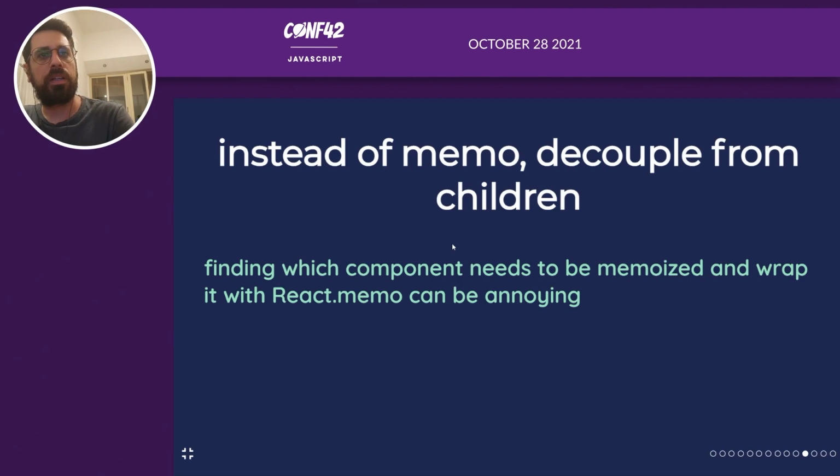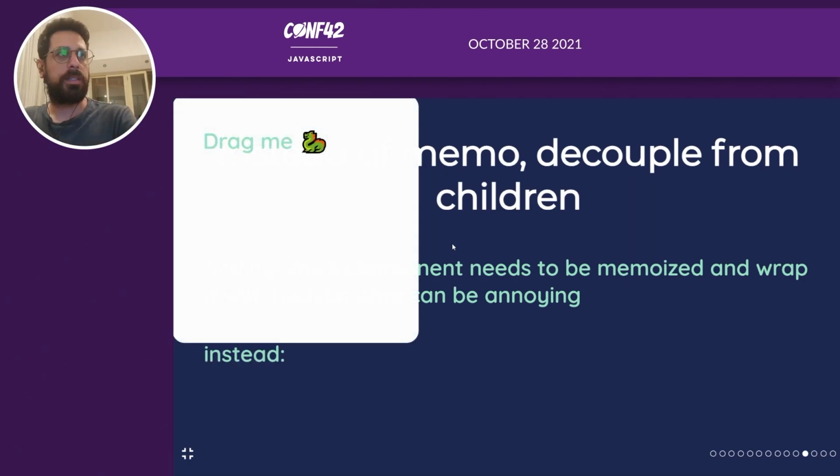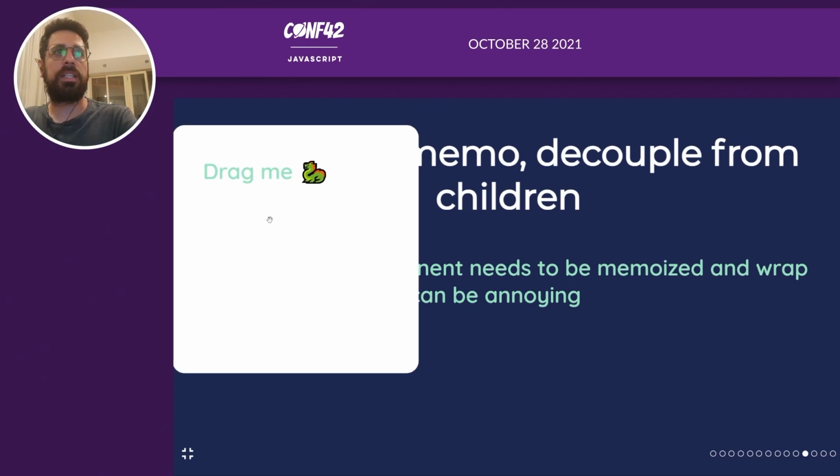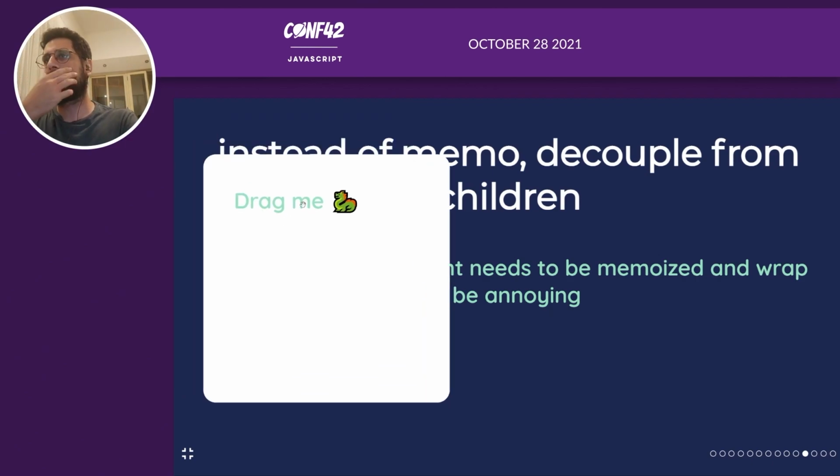So finding which component needs to be memoized and wrapping it with React memo can be annoying sometimes. You need to add a little bit of boilerplate, and you need to mess with it, and sometimes the flow of the code is not right. Instead of that, we can actually decouple the child from its parent. So in this case, let's see an example.